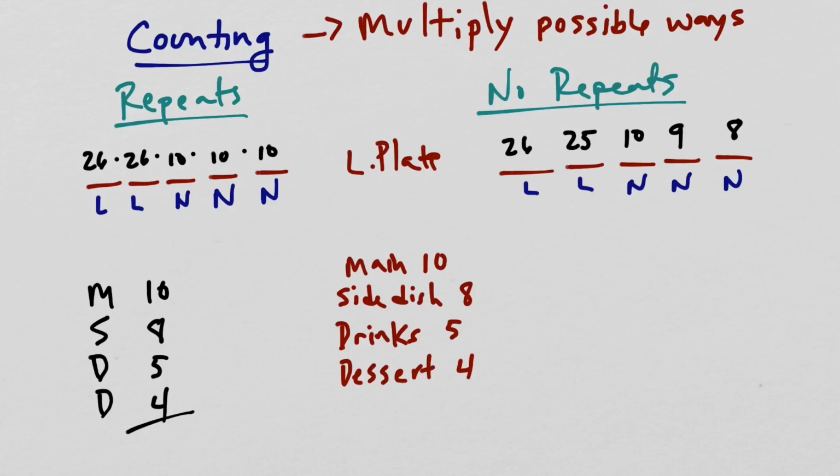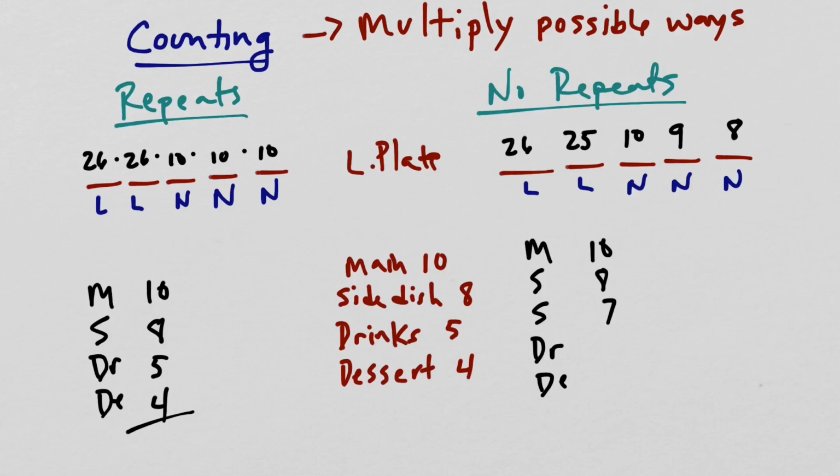Let's say you pick 2 side dishes. So now you'd have a main item, a side, a drink, and a dessert. Well, in this case, you would have 10 main courses to choose from. You would have 8 side dishes. Now, if you're not allowed to pick the same side dish, let's say that we would have 7.